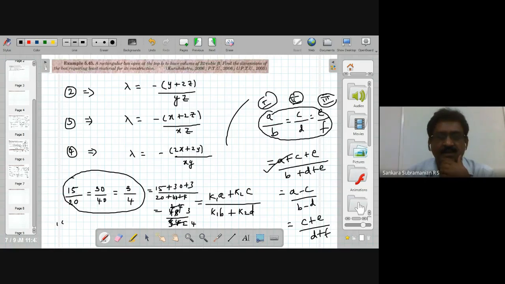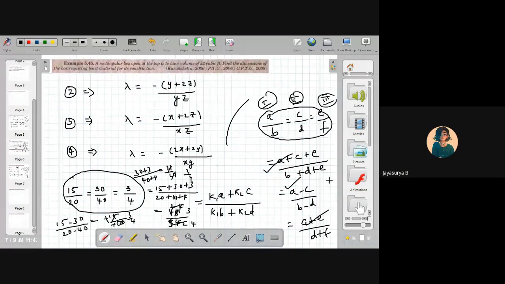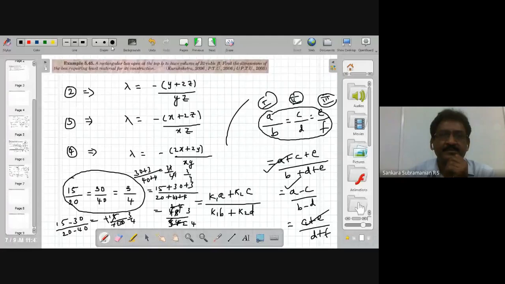இது ரெண்டையும் கழிச்சு பாருங்க. 15 minus 30 by 20 minus 40 equal to, இது ரெண்டையும் கழிச்சோம்னா minus 15, இது ரெண்டையும் கழிச்சோம்னா minus 20, சுருக்கினோம்னா 3/4. கரெக்டா தானே இருக்கு இதுவும்? ஆமா. இப்ப இது ரெண்டையும் கூட்டி பாருங்க. 30 plus 3 by 40 plus 4 equal to 33/44. 11 அடிச்சோம்னா 3/4. அப்ப இதுவும் கரெக்ட் தானே? எஸ் சார்.